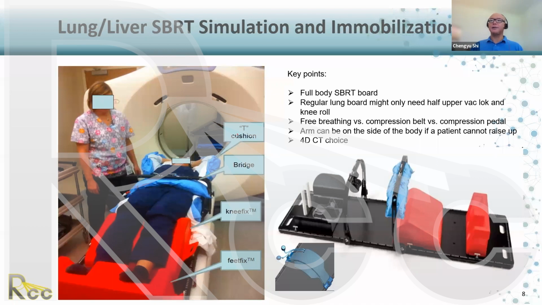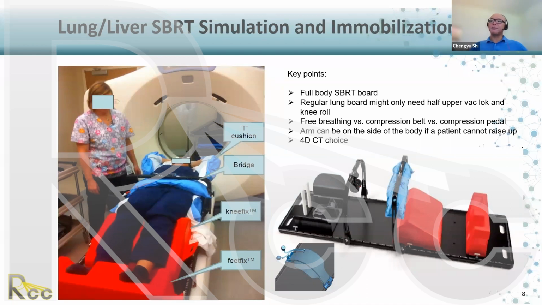When we do the simulation, we record all the positions of these devices. With free breathing, you can use ITV, and definitely the PTV size is larger, but it should be okay if you have no other choices. The compression belt is usually more comfortable, but it is not a hard board like this one. With this one, the patient may not tolerate it well because you really compress a lot, and some patients complain they don't feel comfortable at all. So we have to go back to the belt to reduce the motion range.